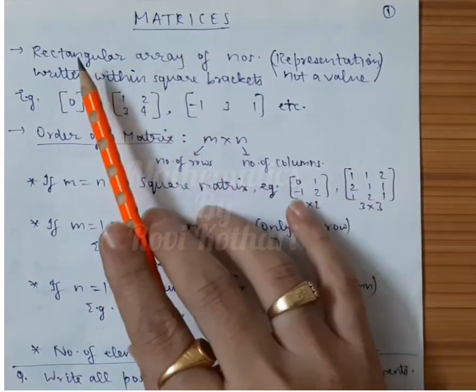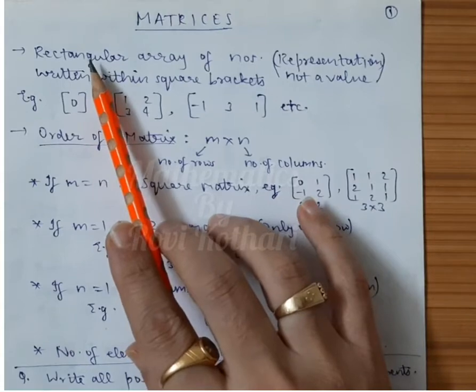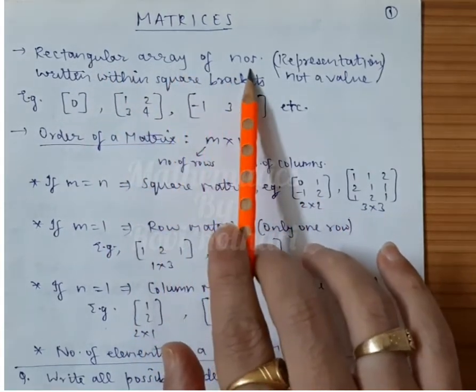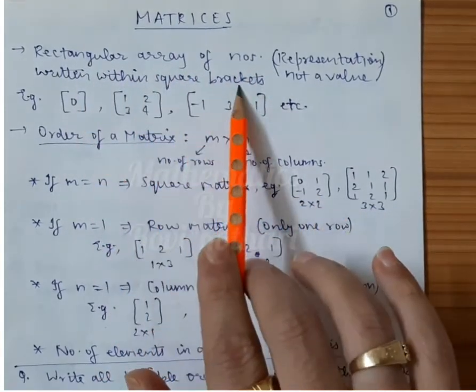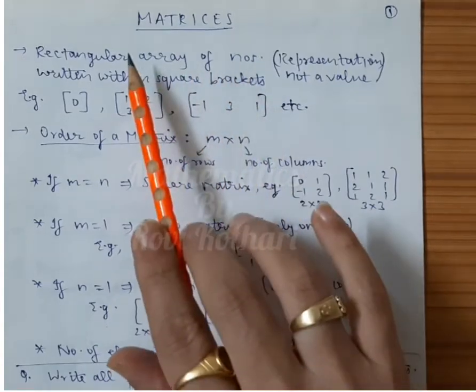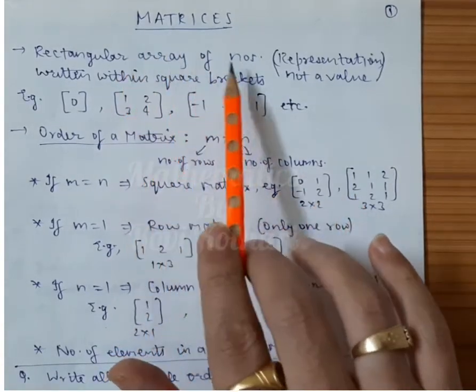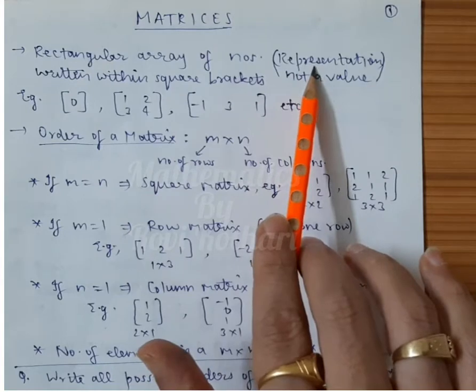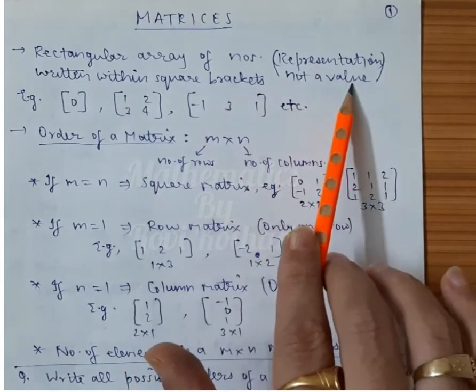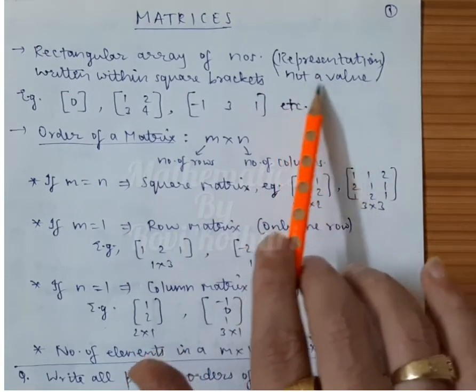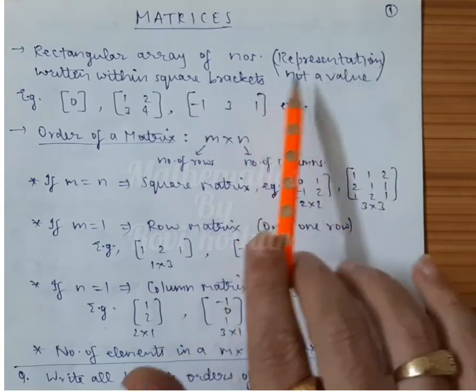First of all, what are matrices? A matrix is a rectangular array of numbers written within square brackets. So, what is essentially a matrix? It's a rectangular array of numbers. That means it is only a representation and it is not a value. If I write a matrix, it does not give me a value. It only gives me a representation of numbers.